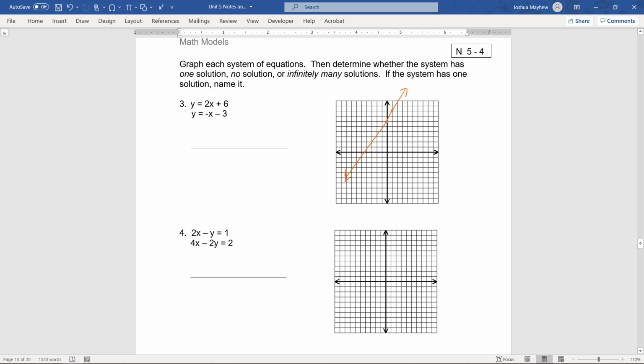Then my next equation is negative x minus 3, so I'm going to graph the y-intercept, which is -3, and I'm going to move up 1, left 1, up 1, left 1, up 1, left 1. Then I'm going to connect those points. As you can see, since I was not using a straight edge, I didn't get a very friendly point of intersection. It is right in the middle.